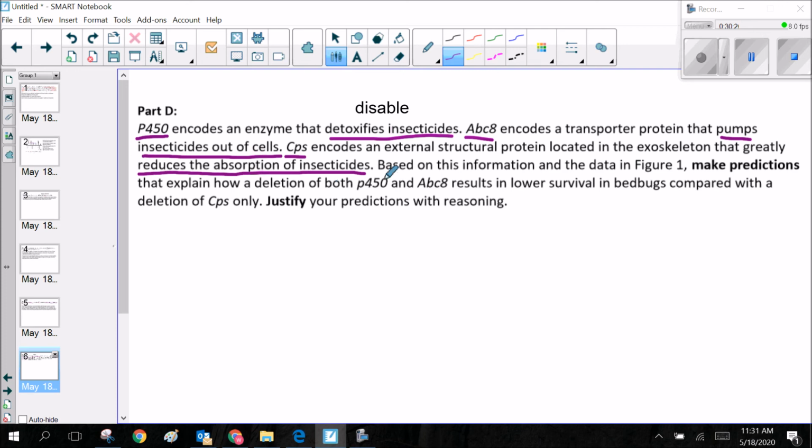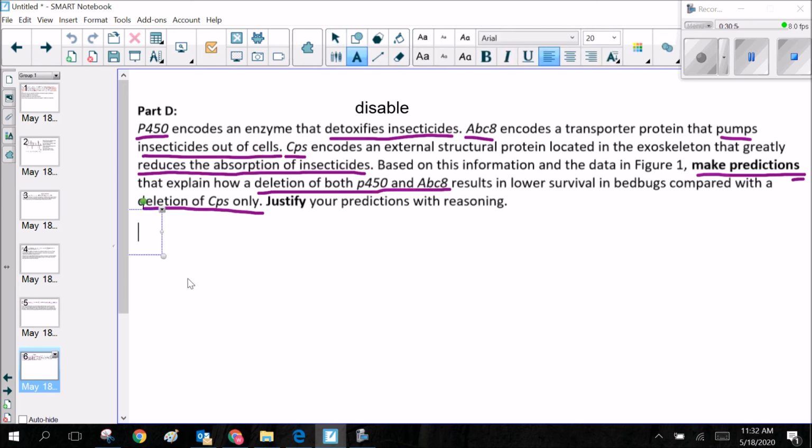Okay, so based on this information in the data in figure 1, make predictions. All right, here we go. Make predictions. And notice the S on the end of predictions, because we're making more than one, that explain how a deletion of both P450 and ABC8 result in lower survival of bedbugs compared with the deletion of CPS only. Okay, so I'm going to go ahead and underline deletion of both P450 and ABC8 compared to deletion of CPS only. And then we're going to justify. So let's go ahead and make some predictions here before we even get to that justification part.